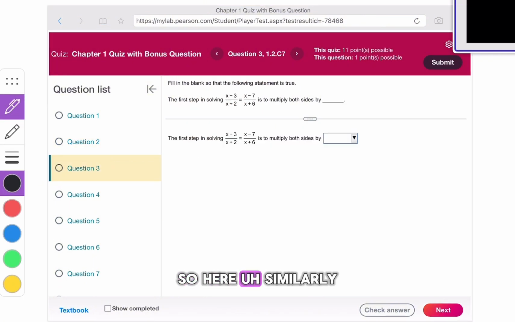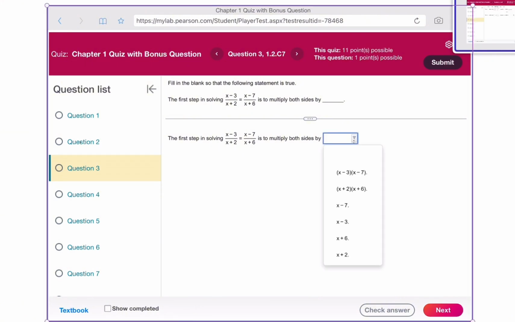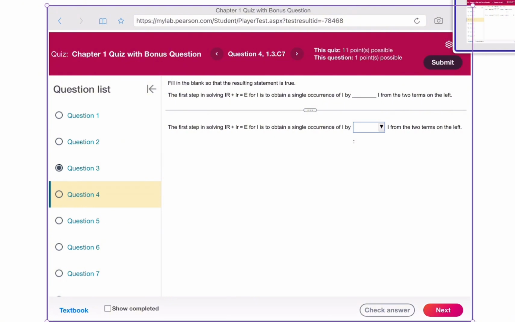So here, similarly, the first step in solving this equation is to multiply both sides by the common denominator. And that would be x plus 2 times x plus 6. Okay? Actually, let me answer it.